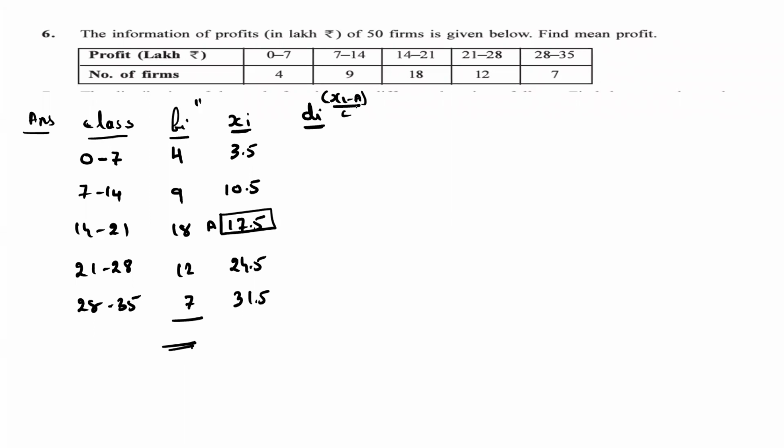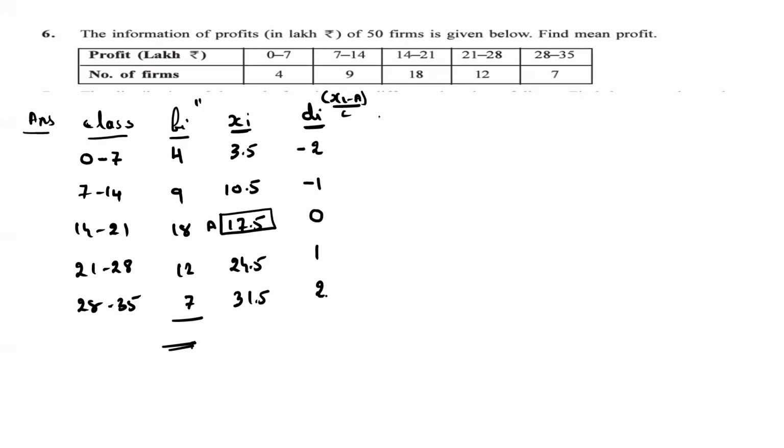di is x minus A upon c. Which one is the assumption value here? 17.5. So what do we write in front of 17.5? 0. And in the upper part? Minus 1, minus 2, and 1, 2. Roll number 82, when do we write minus 1, minus 2: in regular or irregular classes?